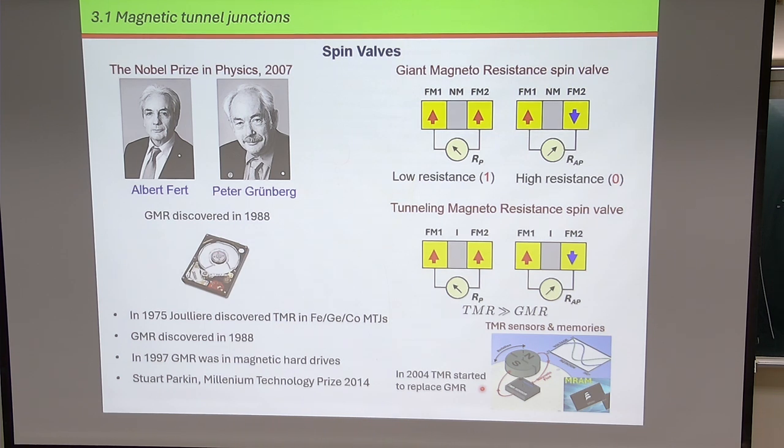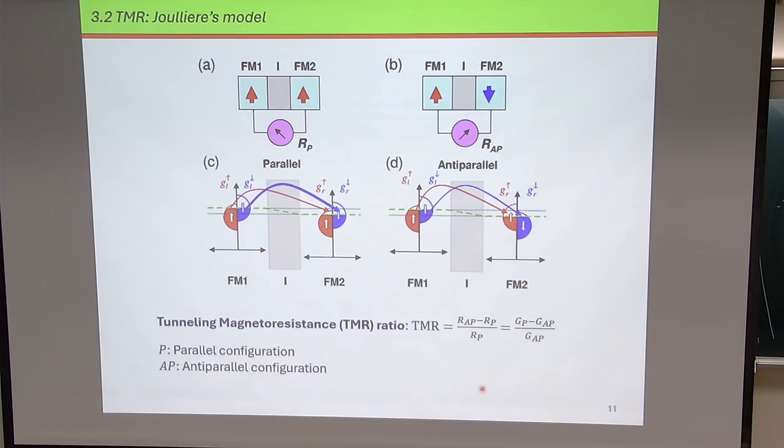So if you want to distinguish easily between these two states, 0 and 1, you will like this contrast between low and high resistance to be large. So you want to maximize this TMR ratio, and the TMR ratio is essentially given by this expression here. By definition, it's the difference between the resistance in the anti-parallel configuration and the resistance in the parallel configuration, normalized to the parallel configuration.